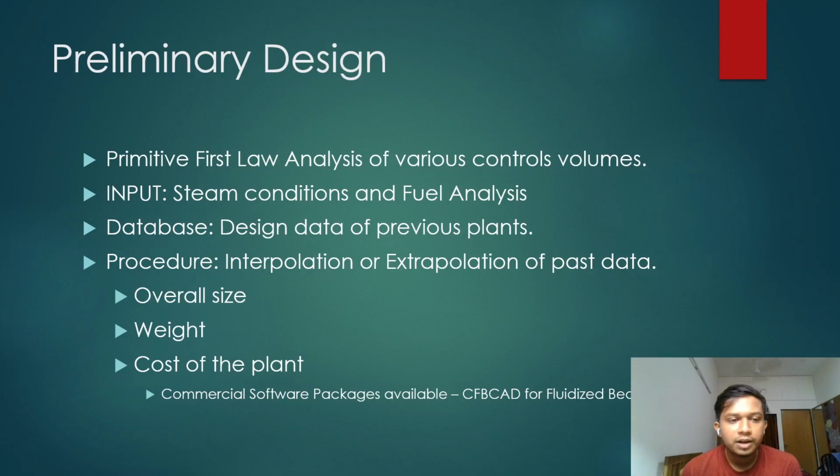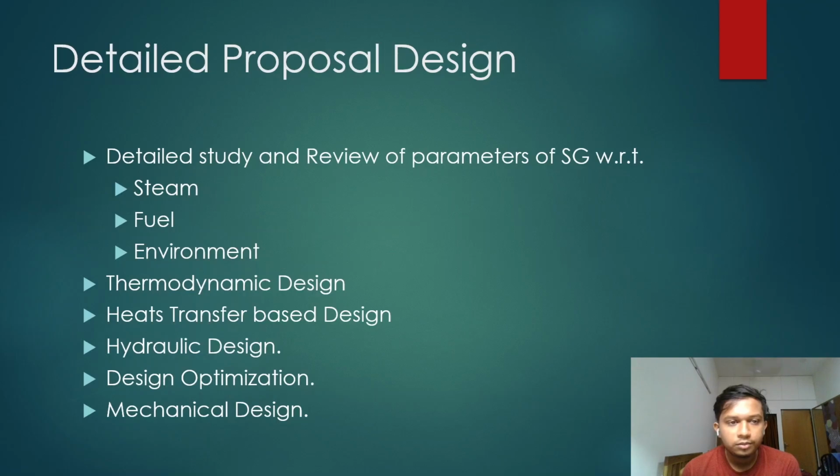Then preliminary design: first analysis of various control volumes, input, steam condition and fuel analysis, database, design data of previous plants, procedure, interpolation and extrapolation of past data, overall size, weight, cost of the plant, commercial software packages available. Then detailed proposal design: detailed study and review of parameters of the SG steam, fuel, environment, thermodynamic design, heat transfer based design, hydraulic design, design optimization, mechanical design.